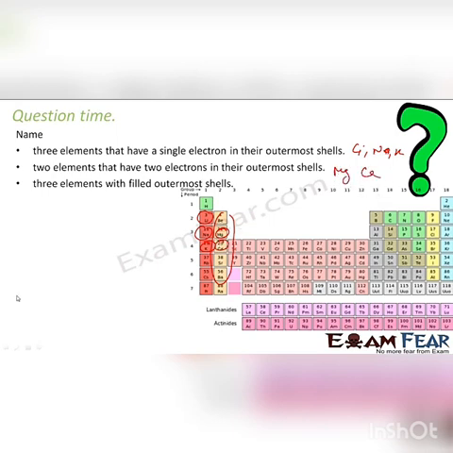3 elements with a filled outermost shell. So I know that these elements, the last group, are filled with outermost electrons. So I can name these helium, neon, argon, krypton. They are all elements whose outermost shells are filled. Very easy. If you have the periodic table in front of you, you can answer all these questions in a fraction of seconds.